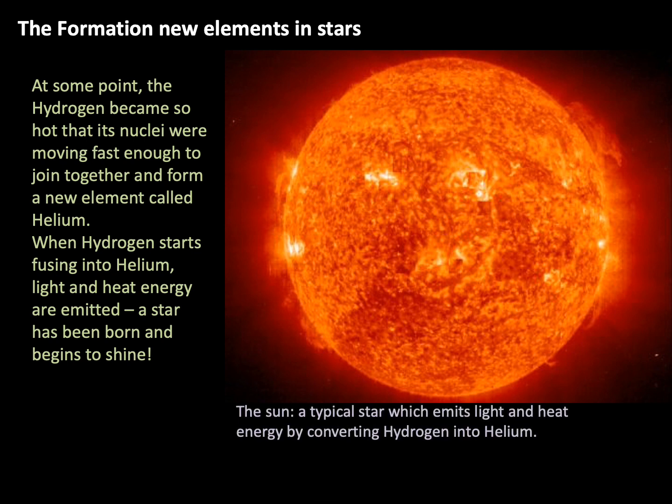The picture shows the sun. The sun is a typical star which emits light and heat energy by converting hydrogen into helium. It's basically a big nuclear fusion reactor. This joining together of hydrogen into helium is called nuclear fusion.